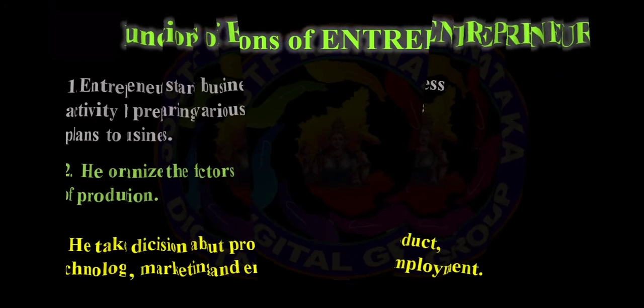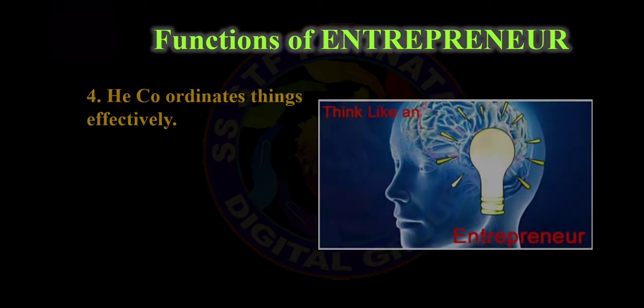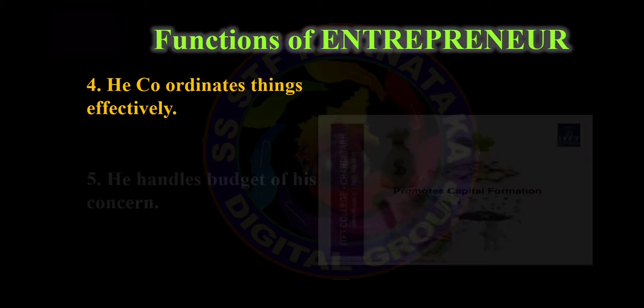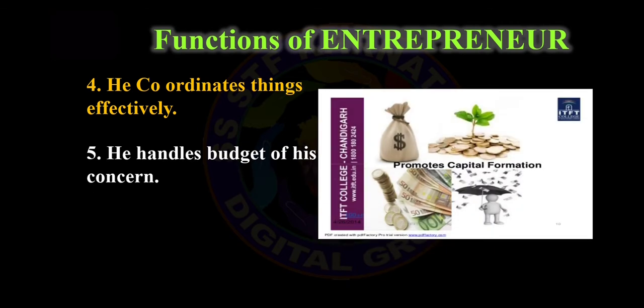Okay, and then next he coordinates things effectively. If some negative points come up, he is going to coordinate effectively so that he can build his creative thinking. Then next he handles the budget. He knows where and when he has to invest. If he is investing in a particular product, on the other side he'll keep his budget for another thing to do.